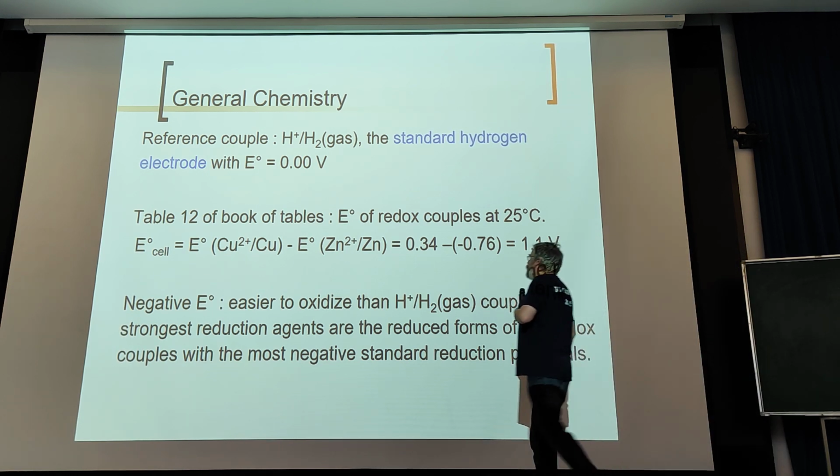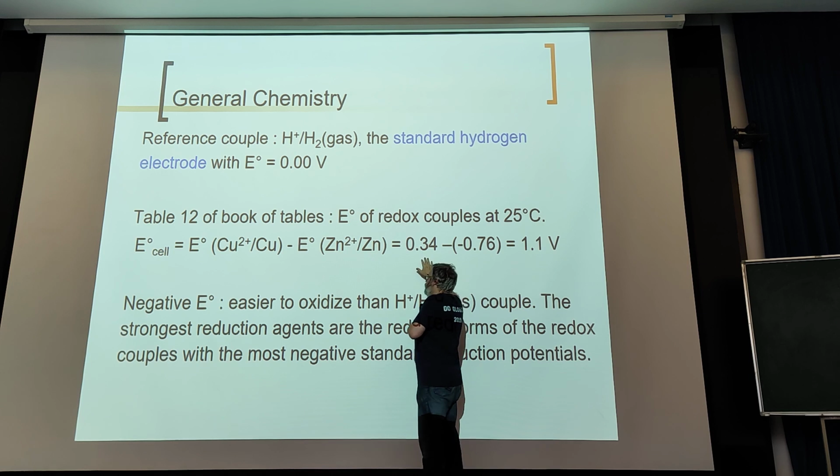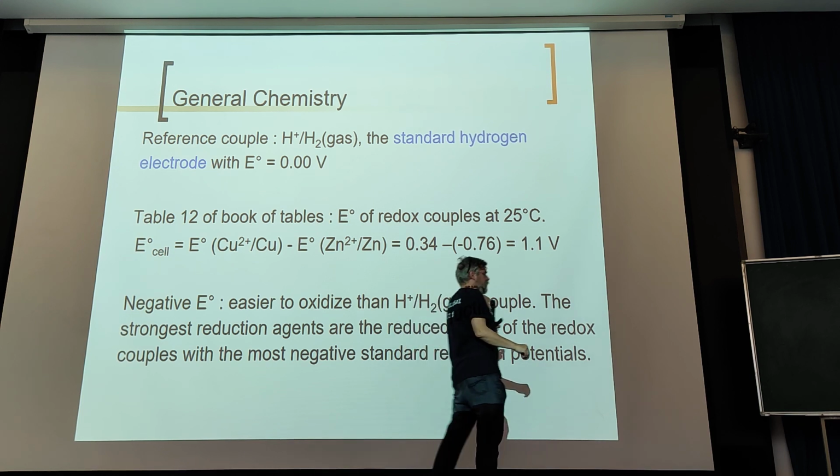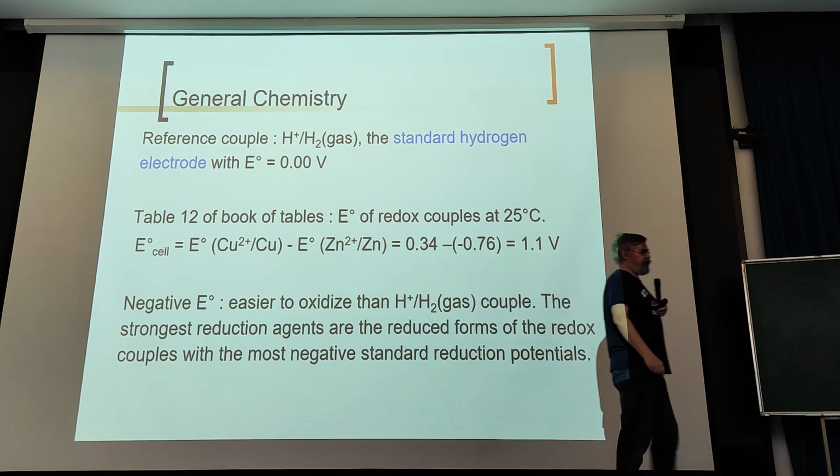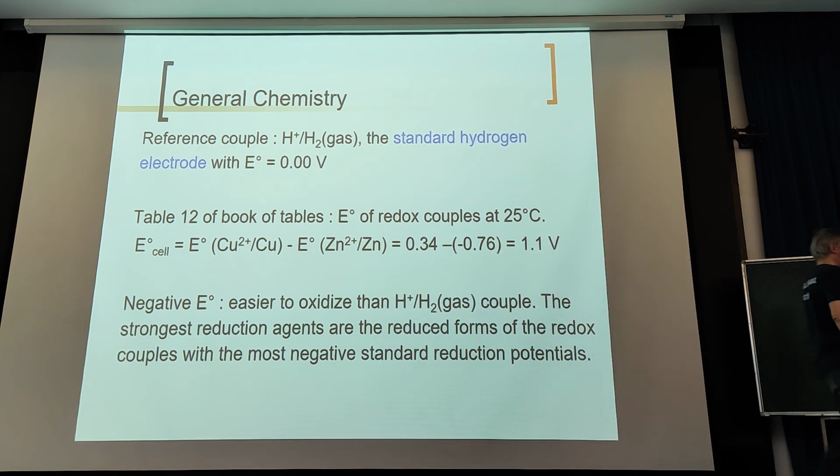So you find plus 0.34 volts for copper 2+ to copper, and you find minus 0.76 volts for the zinc 2+ to zinc. Minus minus is, of course, plus. And if you add it up, you get the value that you saw there in the graph, 1.1 volts.